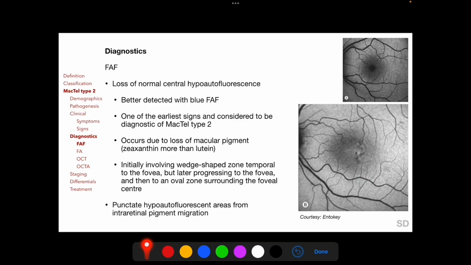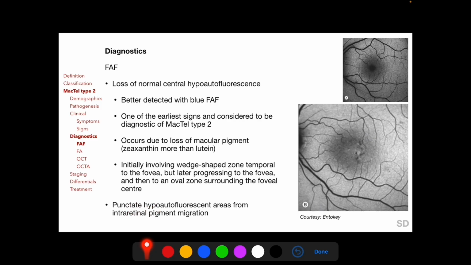We may note here that one of the major sites of storage of macular xanthophylls are the Muller cells, which are considered to be the primary site of pathology in MacTel type 2. And this is better detected with blue light FAF as compared to green light FAF, because blue light is more efficiently blocked by macular xanthophylls than is green light. And as we have mentioned, this loss of normal central hypoautofluorescence is one of the earliest signs considered to be diagnostic of MacTel type 2.